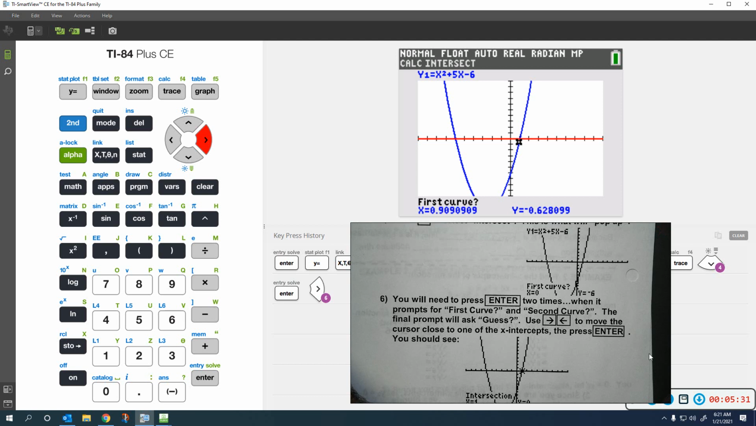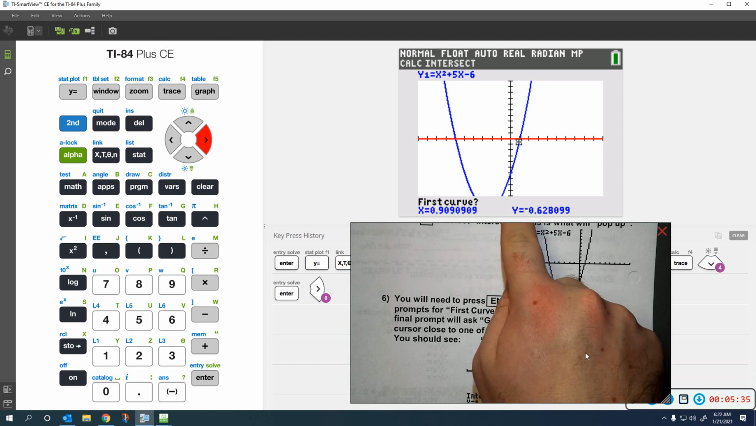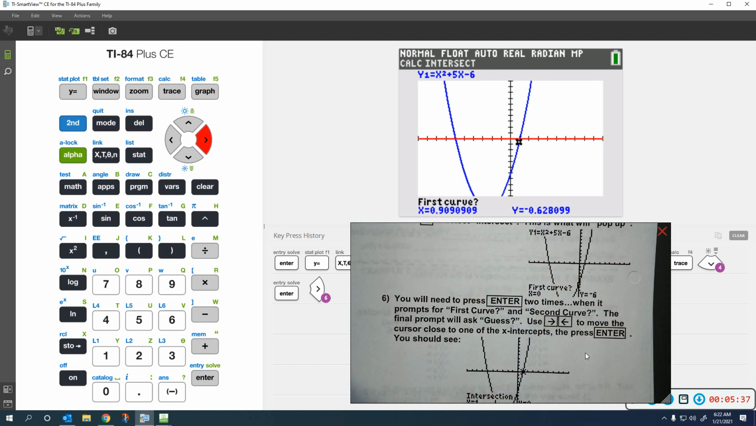So I'm going to use left and right arrow. I'm going to do this one here on the right first. So my first curve is on the blue line. I'm going to push enter. It's going to ask second curve, which will go to the red line. That's really close to that point. Push enter, and then it asks yes. Push enter one more time. And we get the intersection of 1, 0. So let's write that down. The x-intercept is at 1, 0.